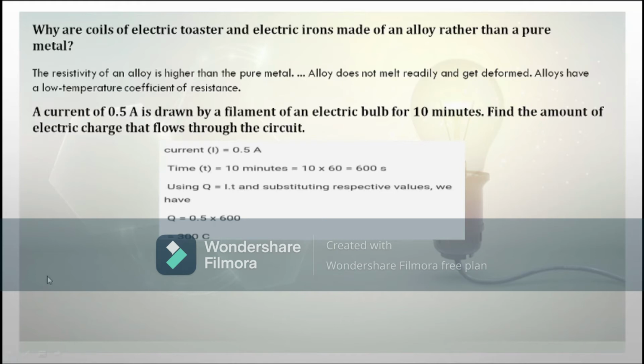In this manner, first you have to write what is given, then use the formula and solve it. In this manner you have to solve the problems.